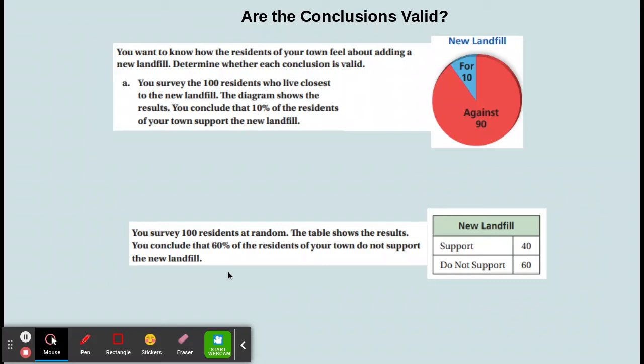Now, in this second example, we survey 100 residents at random. The table over here shows our results. Okay, so 60% do not support it and 40% do support it. Now, since we selected 100 residents at random, and it's a fair amount of residents, our sample is unbiased and our conclusion is valid.